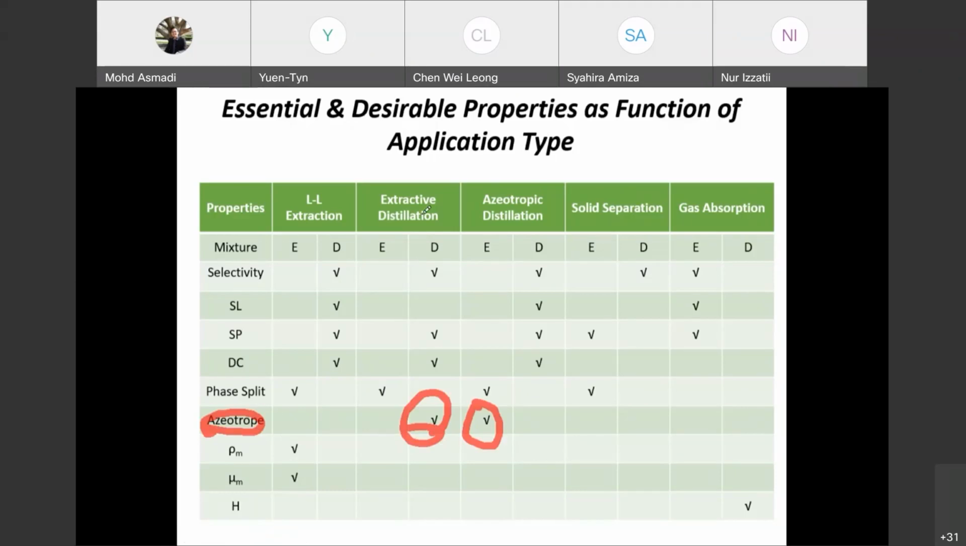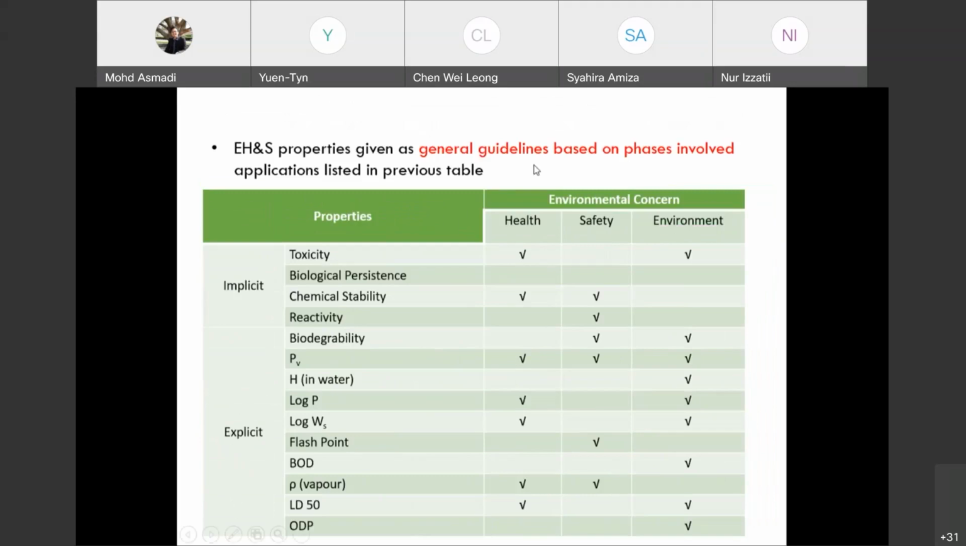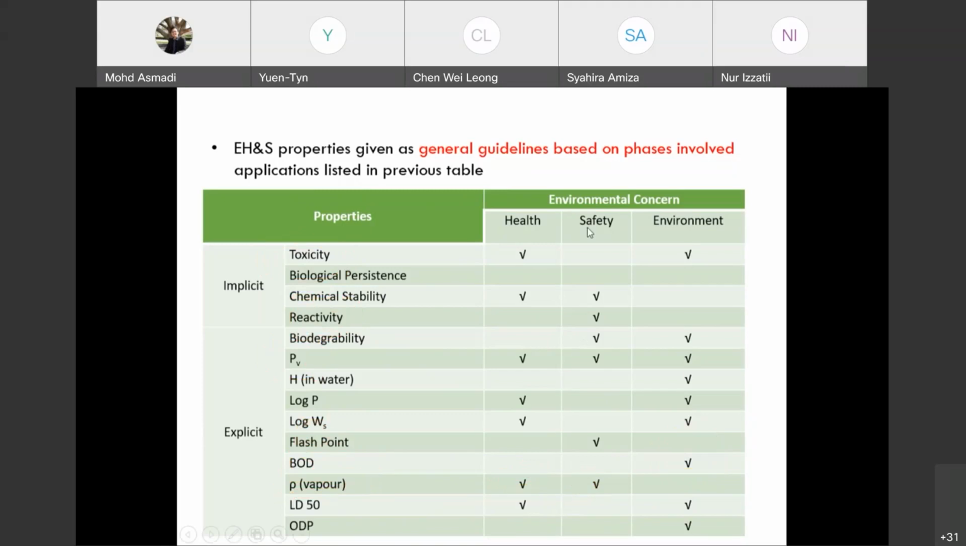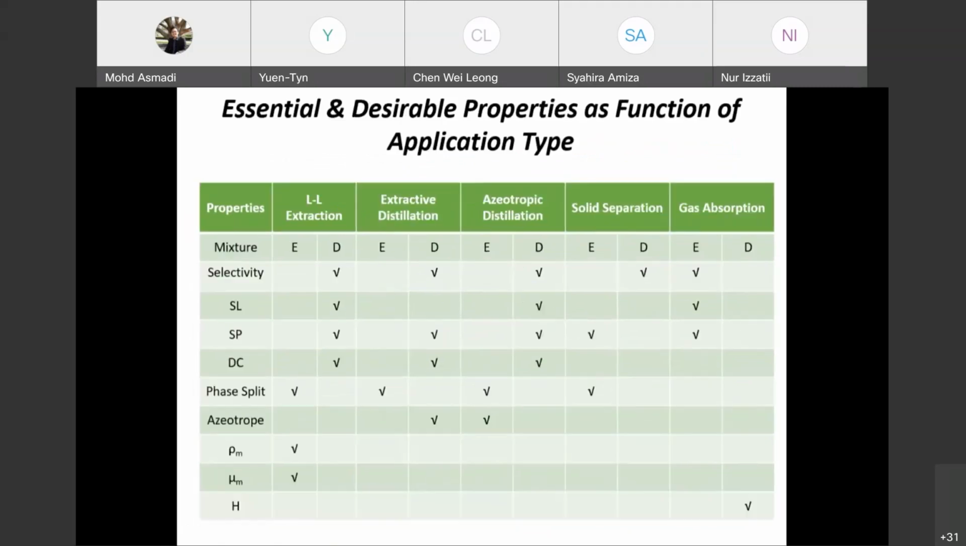In terms of EHS properties, if you look at here, this is a general guideline. The phase involved, like toxicity, reactivity, vapor pressure, flash point. BOD is more related to the environment side. BOD, oxygen demand. If vapor, then health and safety, because it can vaporize. Environmental concern. So that is EHS properties, and this one is essential and desirable, the example.